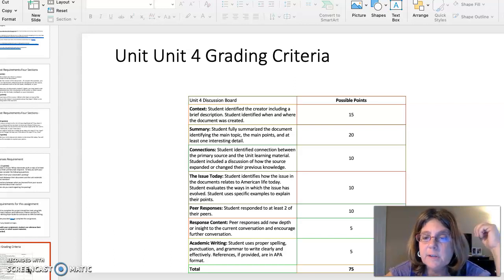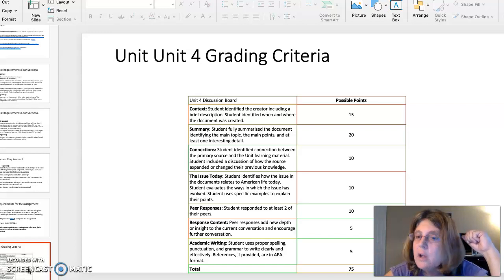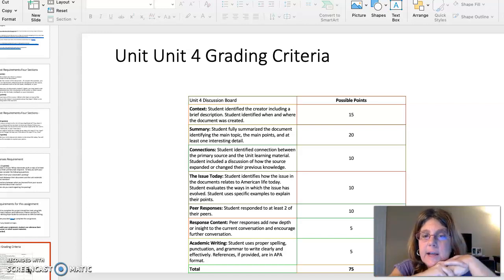Summary. Student fully summarized the document, identifying the main topic, the main points, and at least one interesting detail. My comments, how many points out of 20? Connection. Student identified connection between the primary source and the unit learning material. Student included a discussion of how the source expanded or changed their previous knowledge. My comments, how many points out of 10?